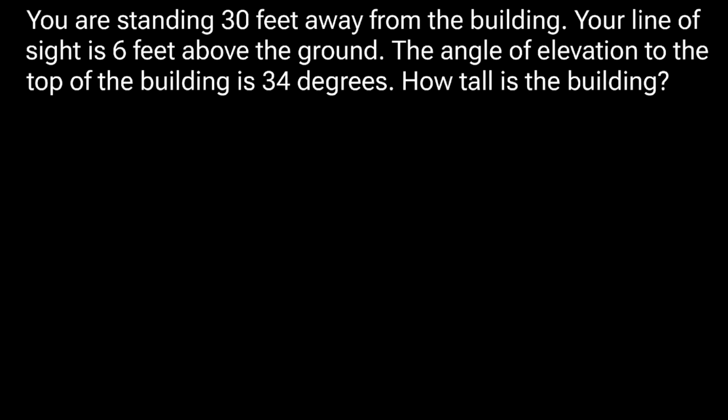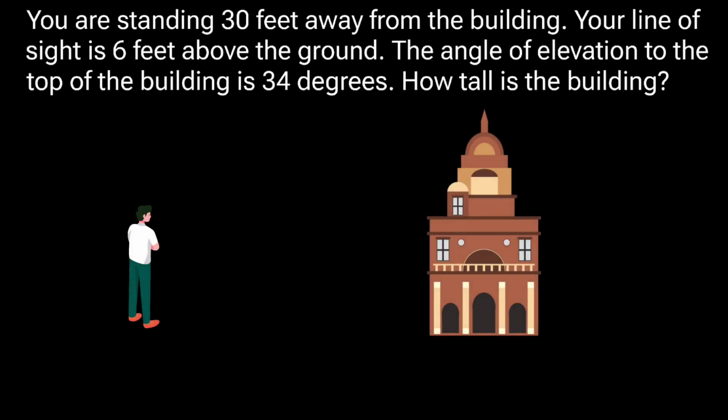Let's assume that there's a person standing next to the building. And since this person is standing 30 feet away from the building, the distance from the person to the building is 30 feet. The problem states that your line of sight is 6 feet above the ground. Therefore, the distance from here to the ground is 6 feet.